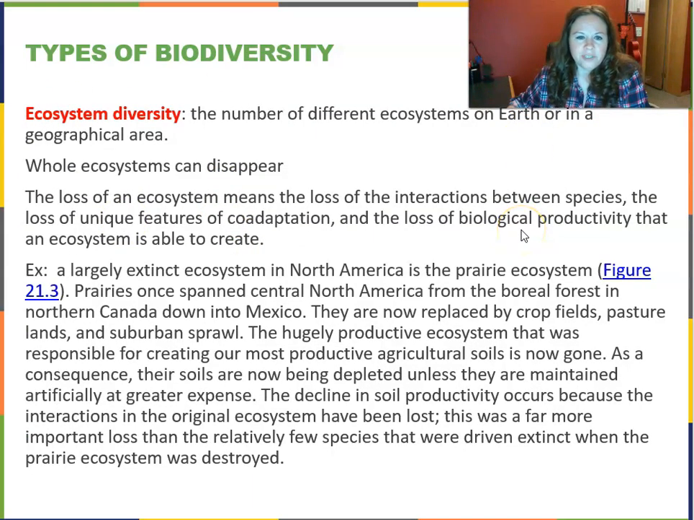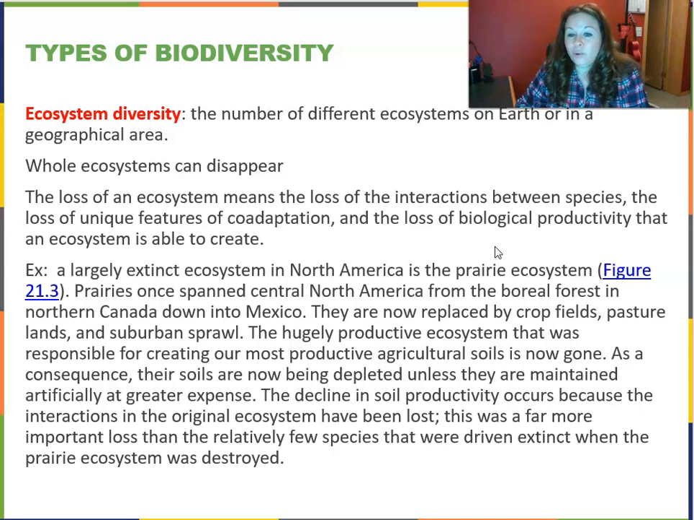Another type of biodiversity is ecosystem diversity, the number of different ecosystems on Earth or in a geographic area. Whole ecosystems can possibly disappear. And the loss of an ecosystem means the loss of interactions between species, the loss of unique features of co-adaptation, and the loss of biological productivity that an ecosystem is able to create and even provide for us. For example, a largely extinct ecosystem in North America, right here around our home, is the prairie ecosystem.